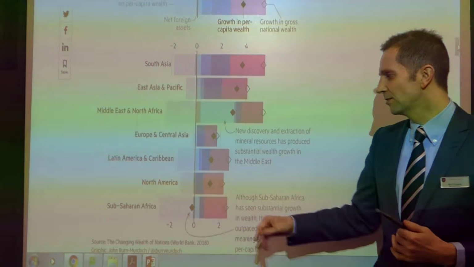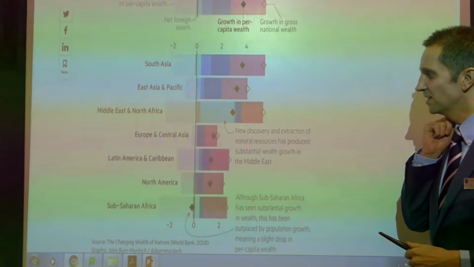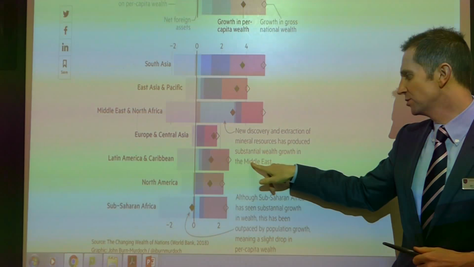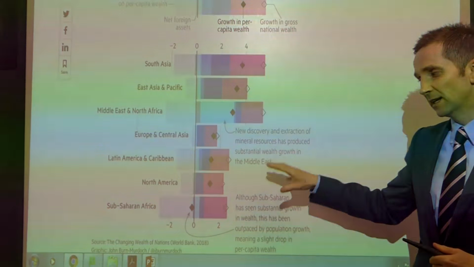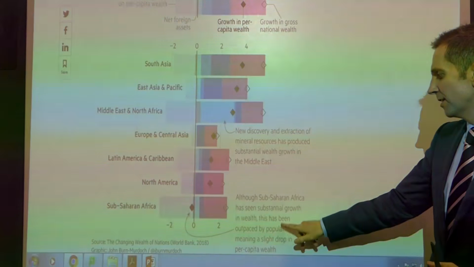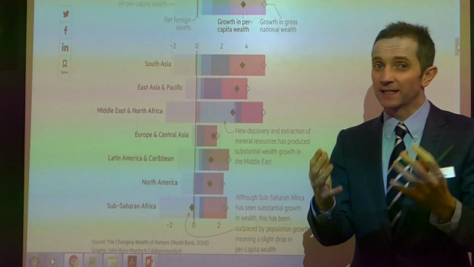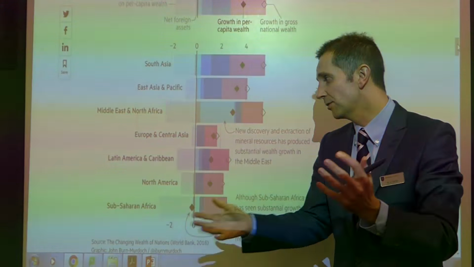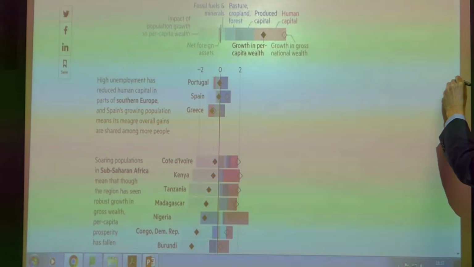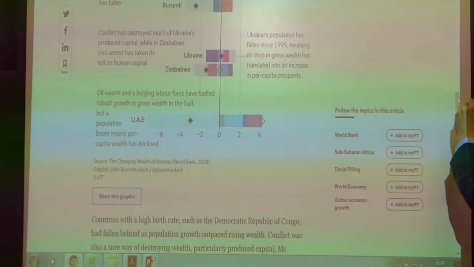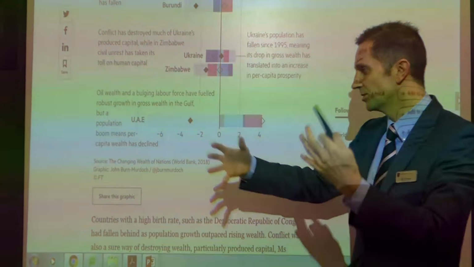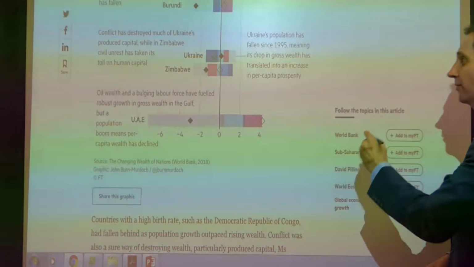I'll let you have a read through this yourselves, but the whole gist of this is it talks about discoveries of mineral resources leading to substantial growth in the Middle East. And obviously the Middle East is one of the lines on your data set that you're presented with. Talks about Sub-Saharan Africa, substantial growth in wealth, but again this whole notion of population growth outstripping the growth in wealth. And that's really something which is repeated as you move down here constantly. So the UAE, United Arab Emirates, again Middle East, we're talking about oil and so on. And again we can relate that back to our figure 7.